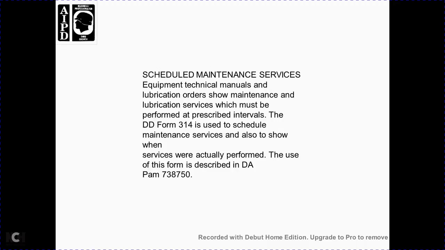available for use. Scheduled maintenance for each equipment technical manual with lubrication order shows the maintenance and lubrication services that must be performed at the prescribed interval. The DA Form 314 with the scheduled maintenance services also shows when services are actually performed. Usually the form is the DA Form 738, DA PAM 738-750.